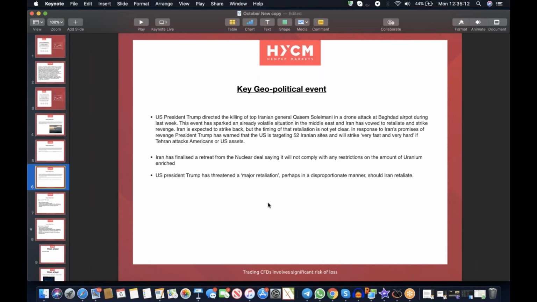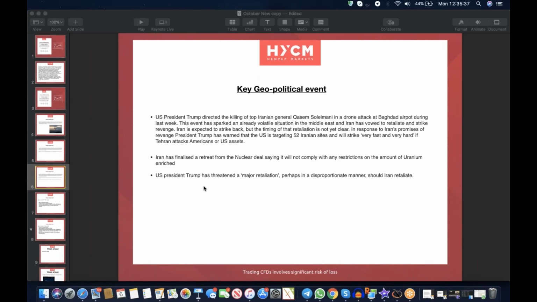And then US President Trump has threatened a major retaliation, perhaps in a disproportionate manner, should Iran retaliate. So in other words, yeah, okay, Abdul, we'll get onto oil and we'll look at that. I've got some information on oil to share, just to show you what's going on with the situation with oil. Now, okay, so this is the situation we're currently at. We've got US President Trump threatening a major retaliation.